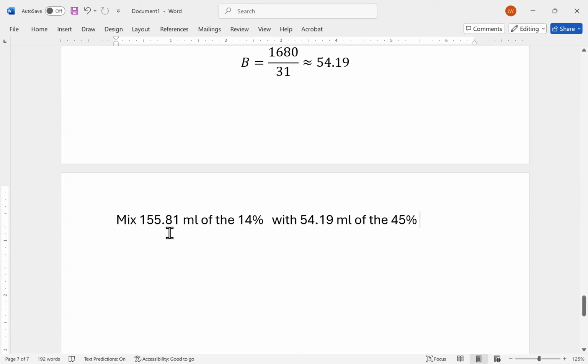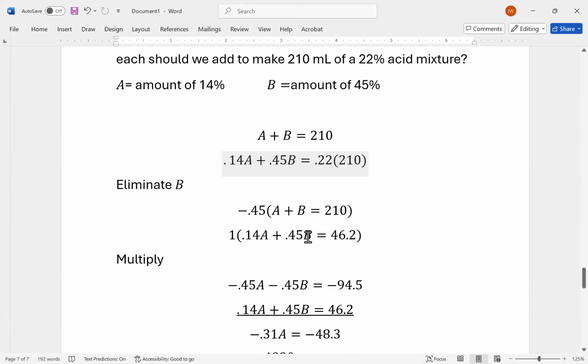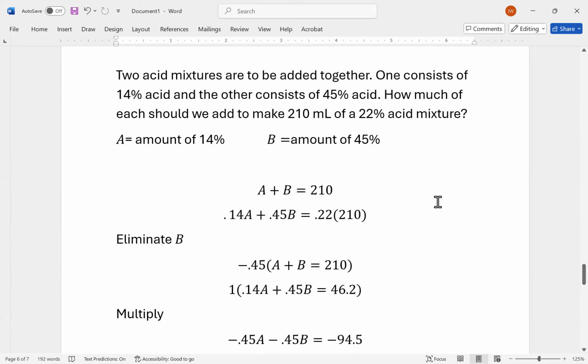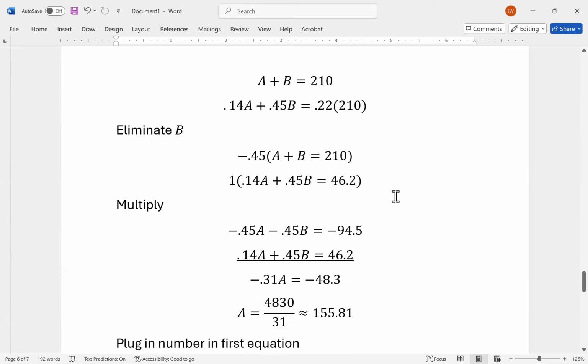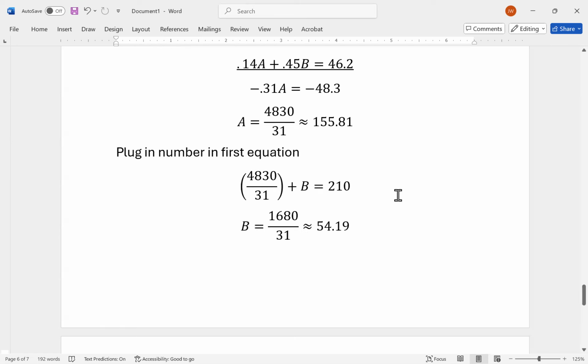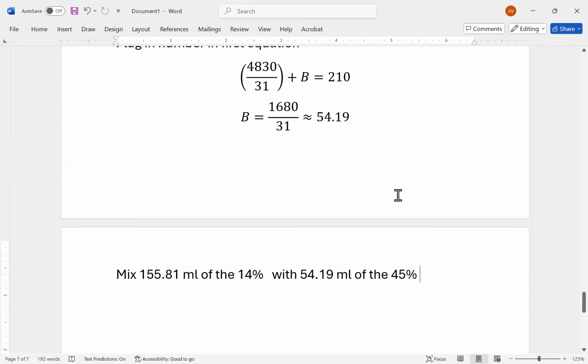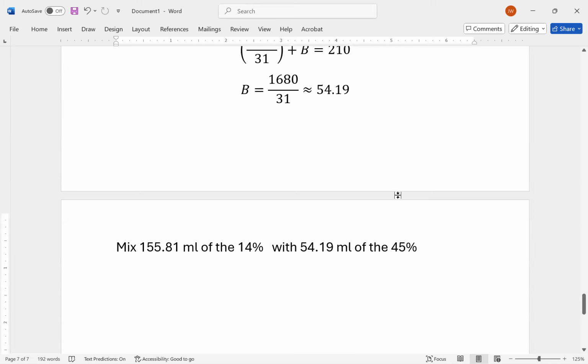Obviously, if you're trying to guess and check at the answer, it'd be really hard to come up with those numbers as the answer, because those are really tough numbers to come up with just by guessing and checking values for A and B. But using a system of linear equations, and in this case using the elimination method, works just fine.